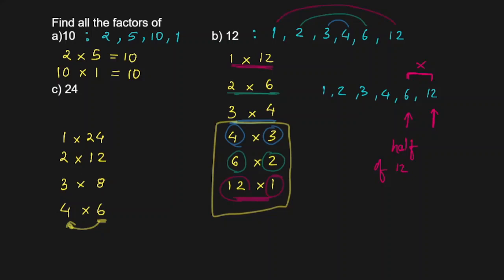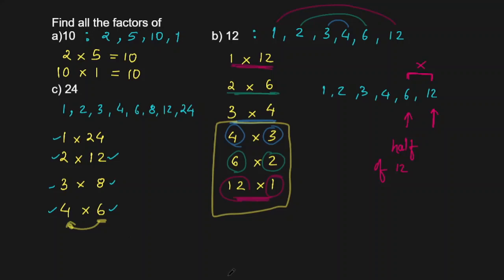So the factors of 24 are 1, 2, 3, 4, 6, 8, 12, and 24 itself. So all these are the factors of 24.